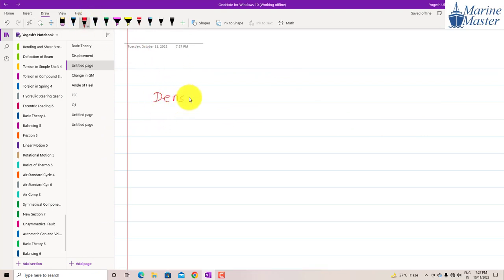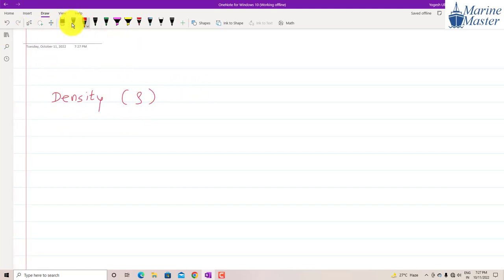We denote density by which symbol? We will write this down also so that it should be with you. We denote density by rho. And density is equal to what? Rho is equal to mass by volume, mass per unit volume. So if you need a mass, it will be equal to density into volume.